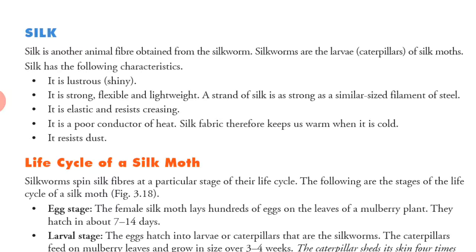Silkworms are the larvae or caterpillars of the silk moths. Silk has the following characteristics: it is shiny, strong, flexible, and lightweight. A strand of silk is as strong as a similar sized filament of steel. It is elastic and resists creasing.